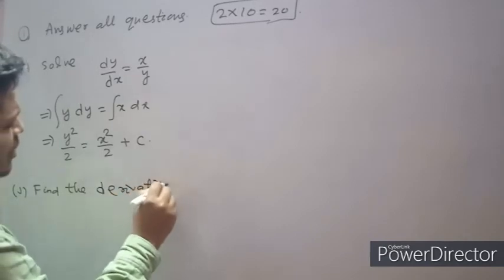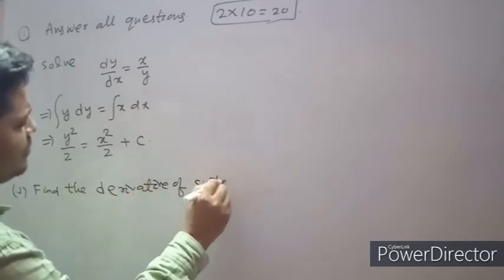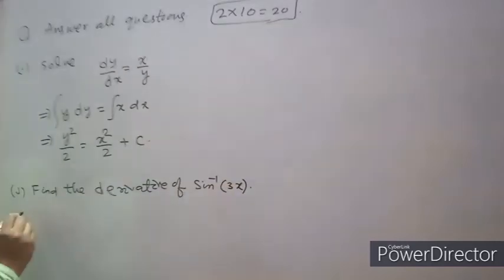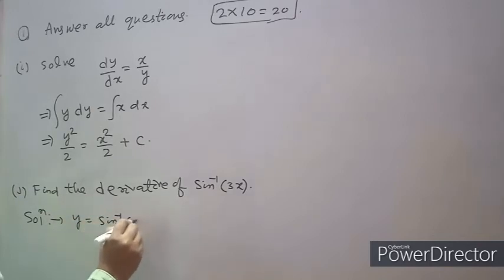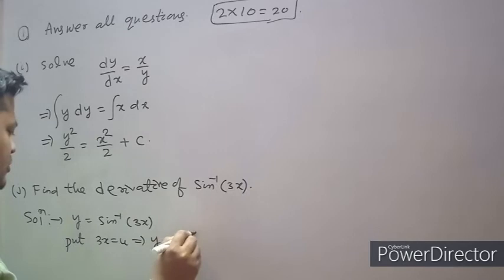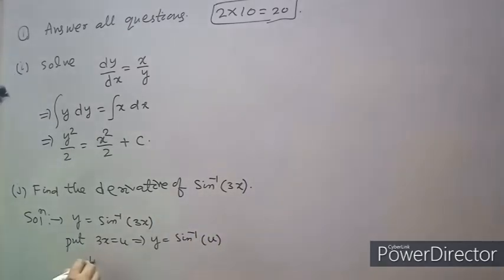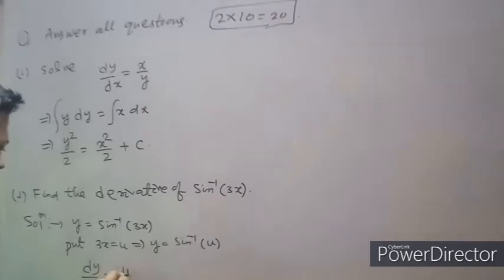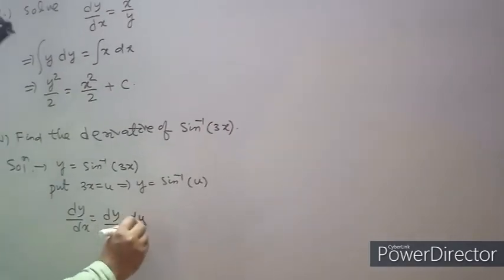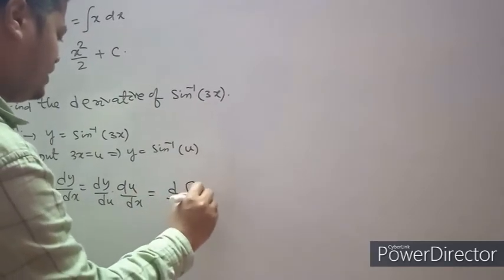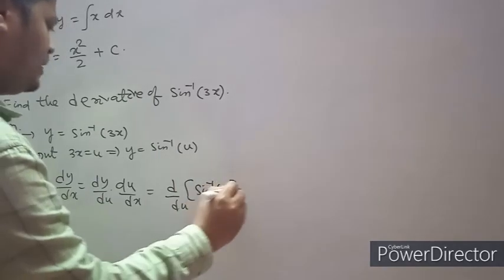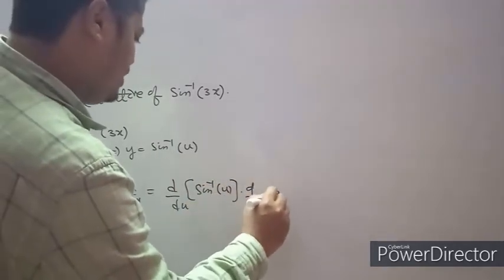Question number J. Find the derivative of sine inverse 3x. Right? Solution: y equal to sine inverse 3x. Put 3x equal to u, that would imply y equal to sine inverse u. So what will be dy by dx? dy by du times du by dx. d by du of sine inverse u, and d by dx of u, which is 3x.